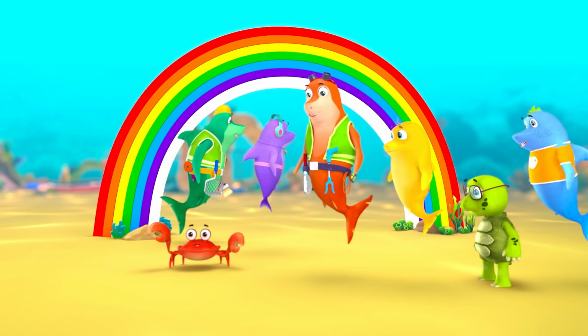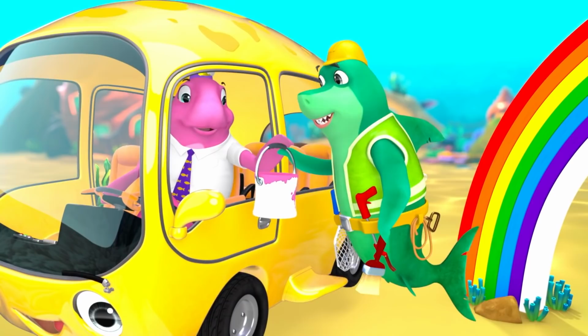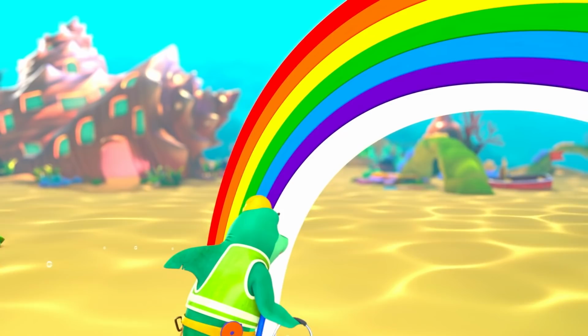Learning lots of colours in the sea. What colour will old Mabugong be? Pink is the colour that we see. Learning all the colours in the sea.